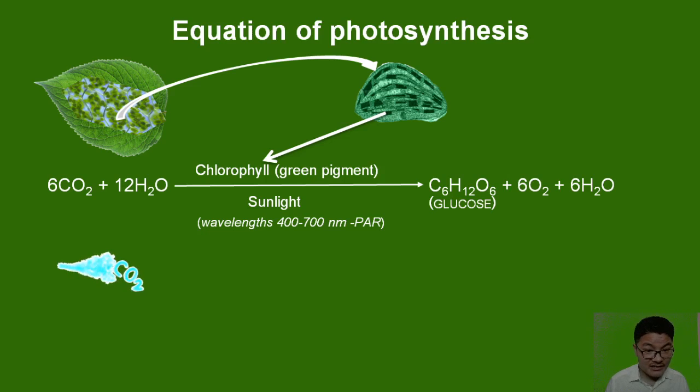Carbon dioxide usually exists in the atmosphere. Carbon dioxide from the atmosphere will enter through stomata, will diffuse through stomata into the leaves of the plants, and after combining with the byproducts of the breaking down of water molecules, there is formation of glucose, right?